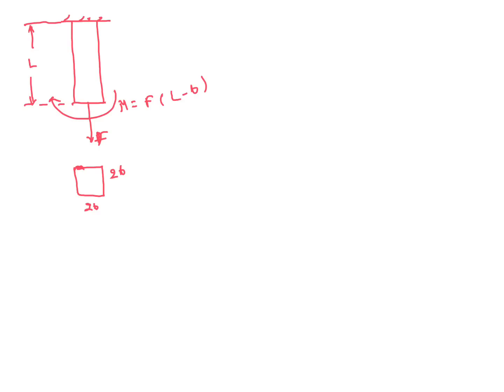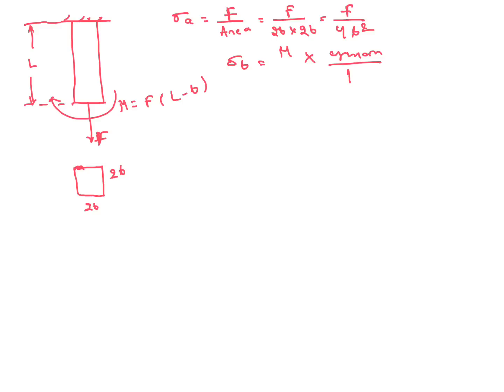So here axial stress sigma A equal to F by area, F divided by 2B into 2B, the cross-sectional area. So we'll get F by 4B square. From bending moment, bending stress is M into Y maximum by I. So M we already got, F into L minus B. Y maximum is 2B by 2, it's B. So I is B into (2B) cube by 12.